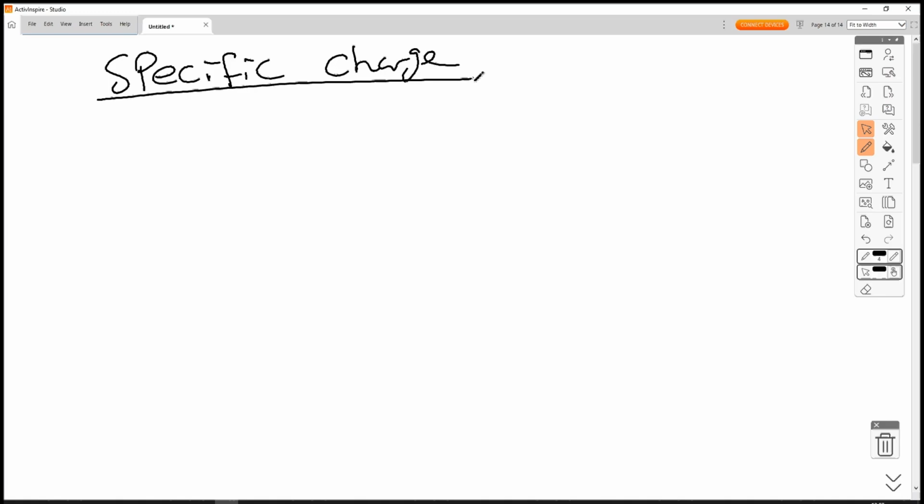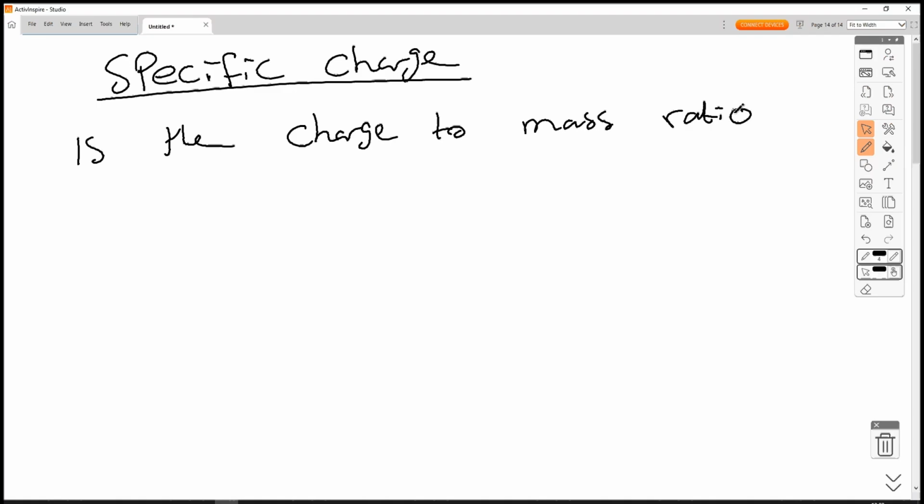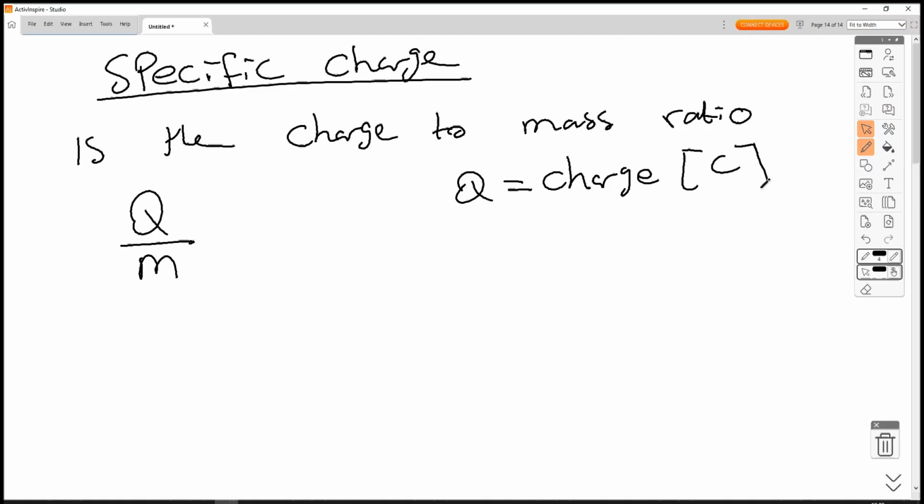So instead of finding its charge density, we find something else called the specific charge, which is the charge to mass ratio. So the specific charge is Q over M, where Q is equal to charge measured in coulombs, and M is the mass measured in kilograms.